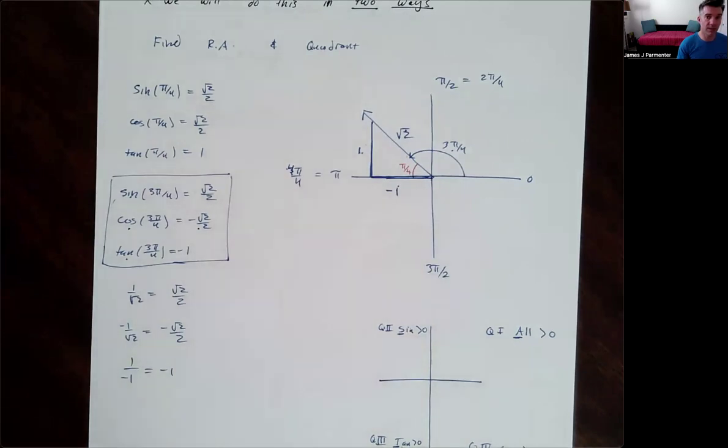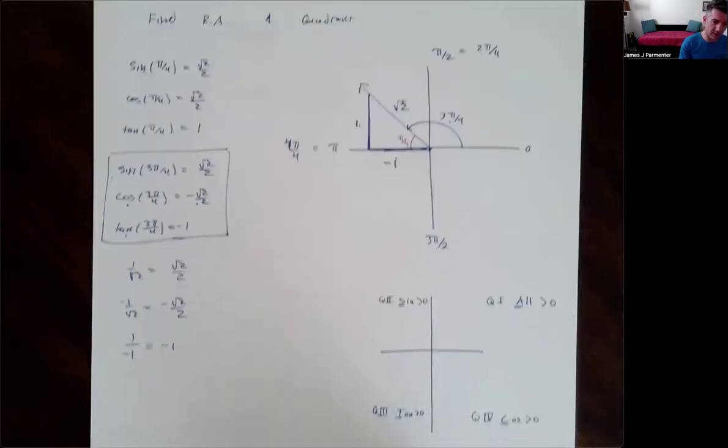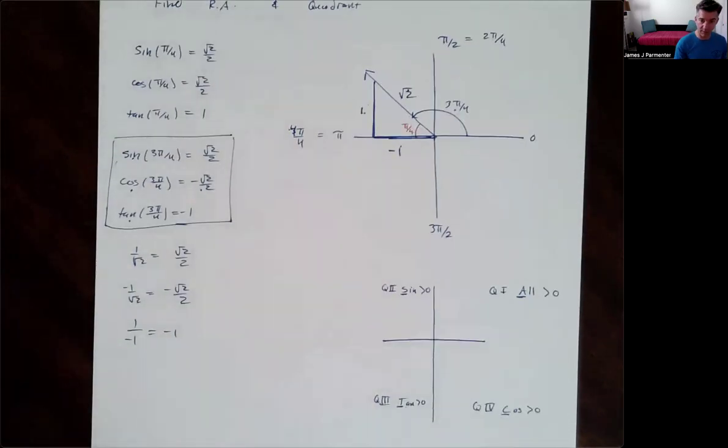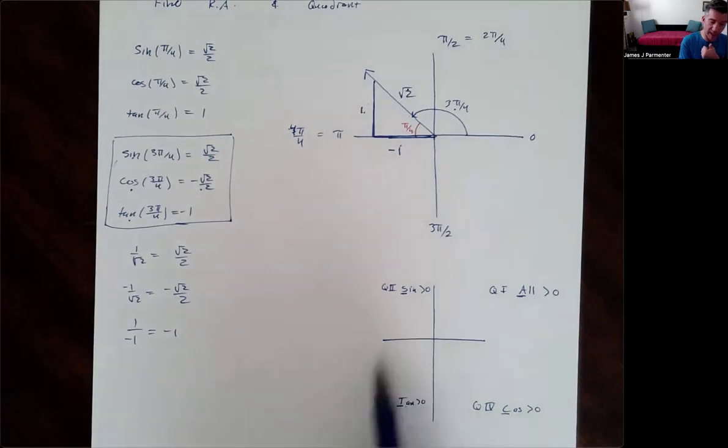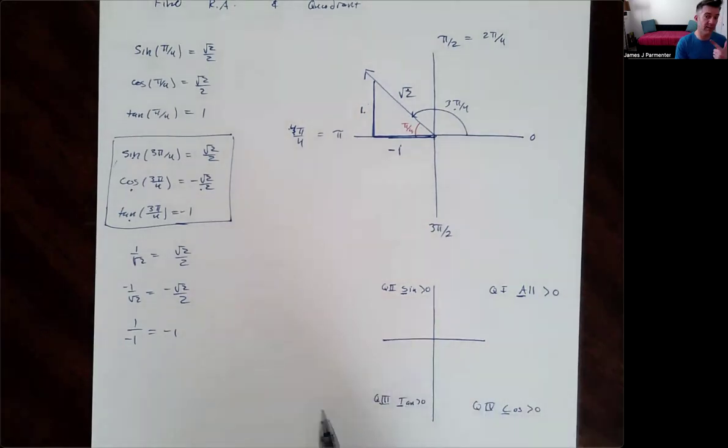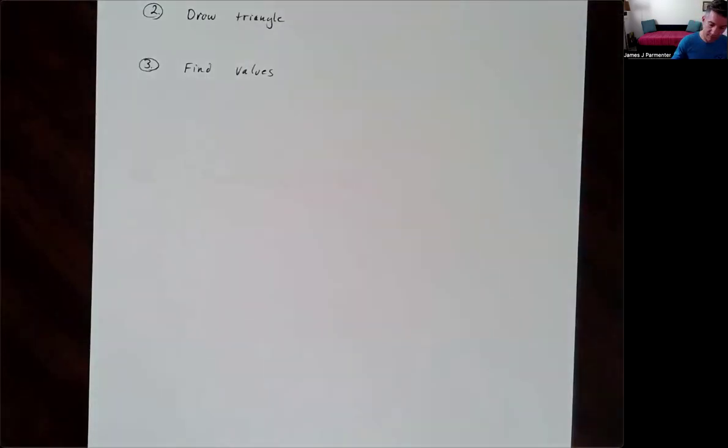So the typical way of doing this, to do hopefully as little work as possible, is to first identify the quadrant the angle's in, which will tell us what the signs of the trig functions are going to be, and also to identify the reference angle, which will tell us what the values of the trig functions are going to be. Let's look at another example.